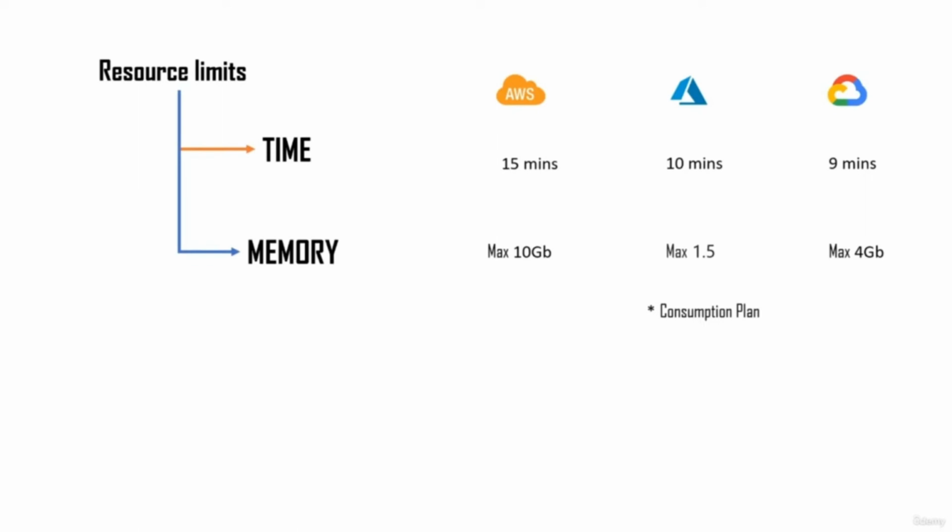And the same is the case with the memory as well. The maximum memory that AWS allocates for a particular Lambda function is 10 GB. For Azure, it's 1.5, and for GCP, it's 4 GB. Now, these are limits that will keep changing. If you look at this slide and see that the numbers are different, that's probably because those numbers have been changed. I would imagine that these numbers would keep increasing, that is, the time limit would keep increasing, and so would the memory.